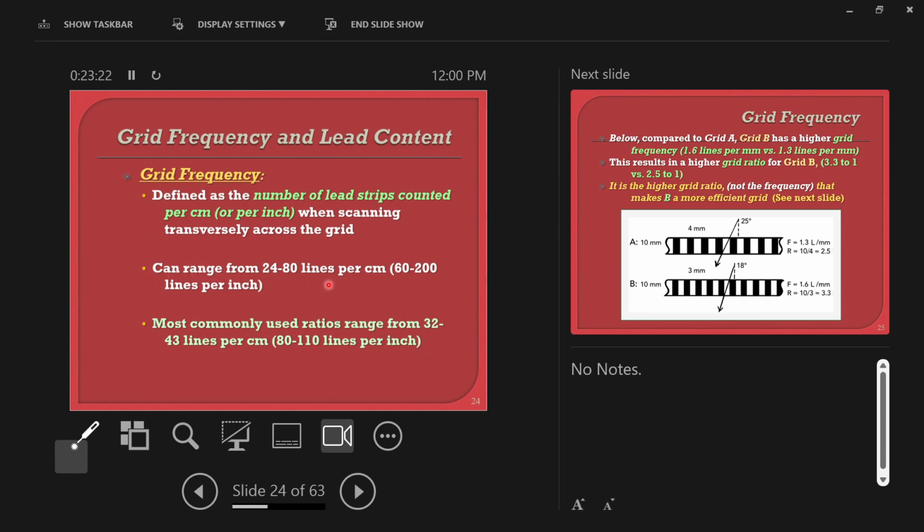24 to 80 lines per centimeter, commonly between 32 and 43. Do I remember that? No. That is one of those things that I'm just going to read right from here and say, that's what it is, and you should practice remembering it. Hang on to it when you take all your tests and stuff.